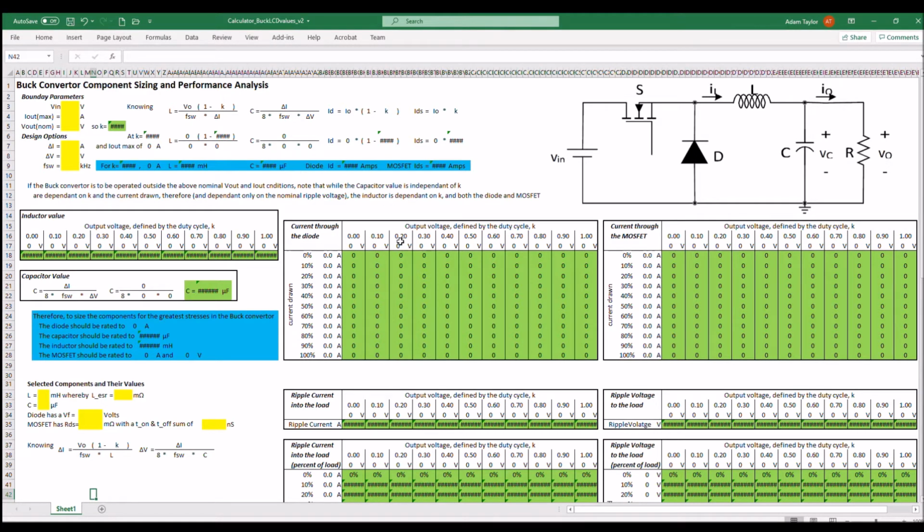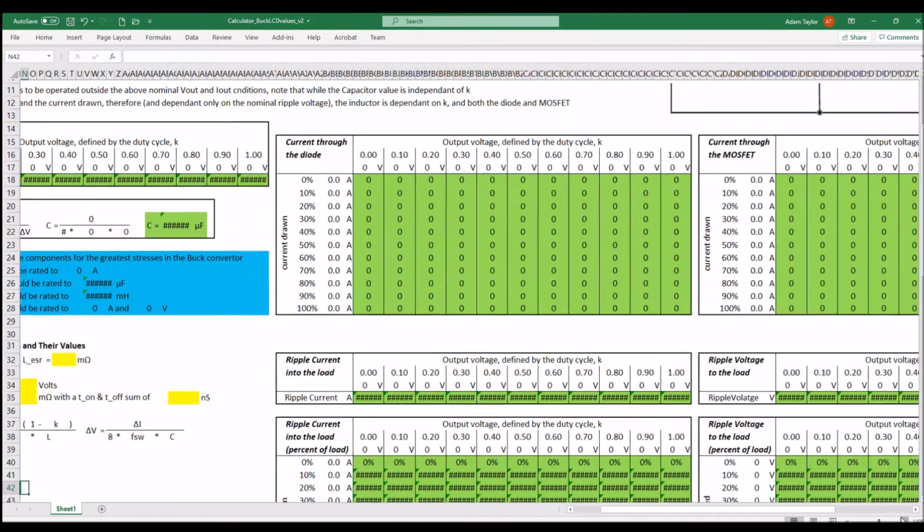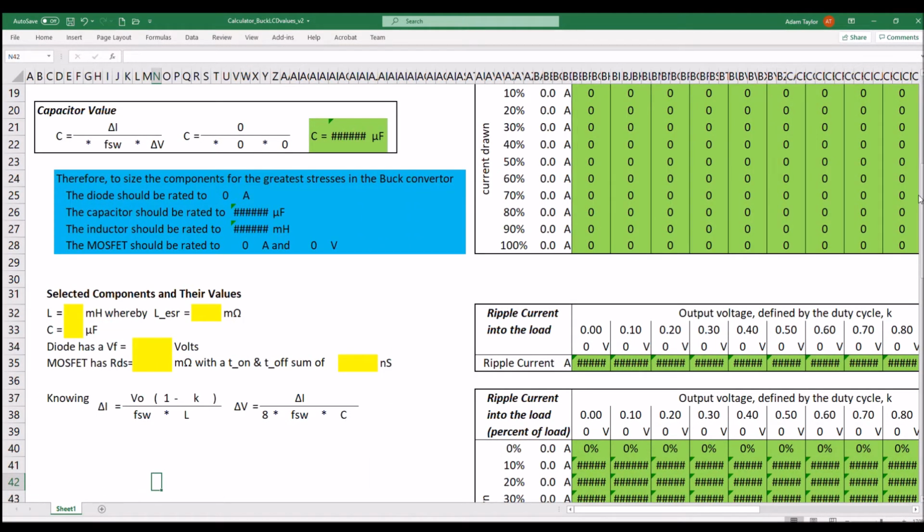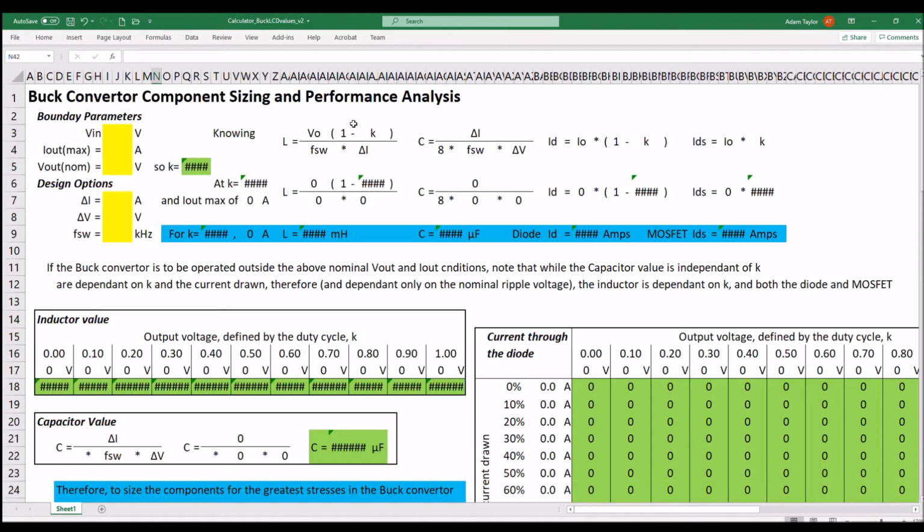We'll zoom in so you can see what's going on here. So, the value of the inductor. To calculate the value of the inductor, it's quite straightforward. We put the desired output voltage times 1 minus the duty cycle, over the switching frequency times the ripple current that we would consider permissible. To calculate the capacitor, it's our permissible ripple current over 8 times the switching frequency times our permissible voltage ripple.